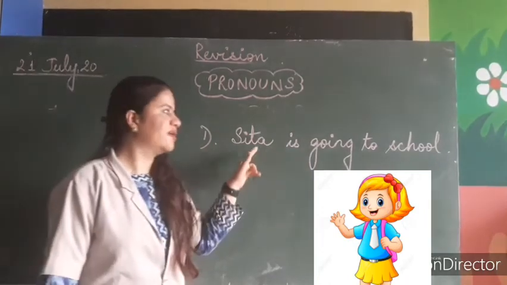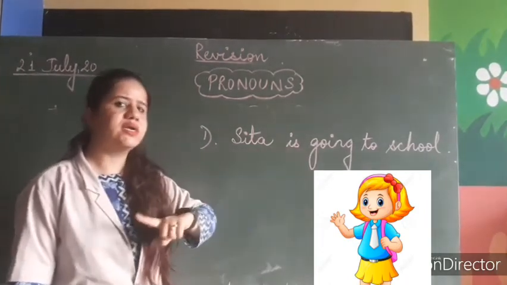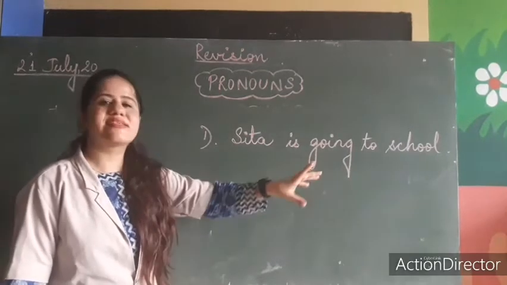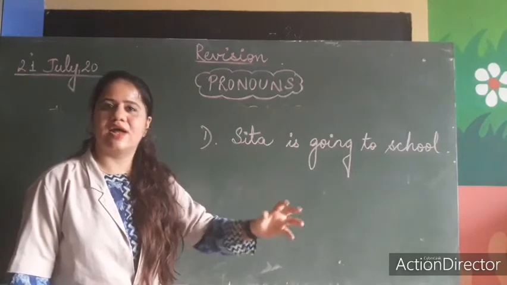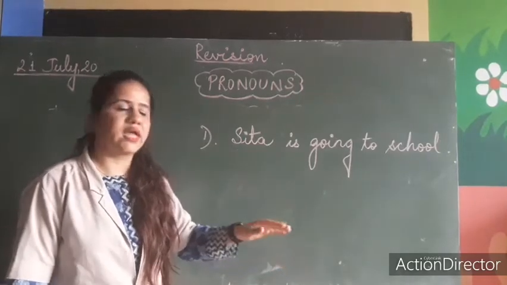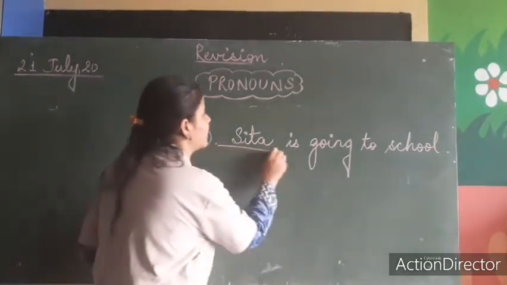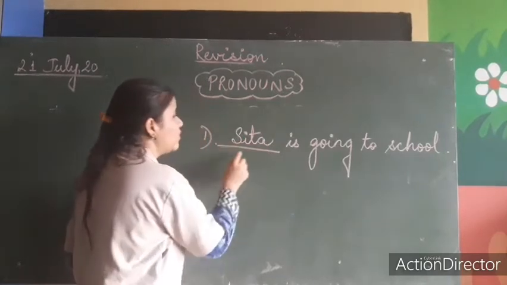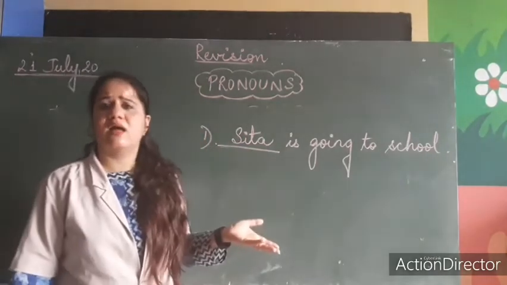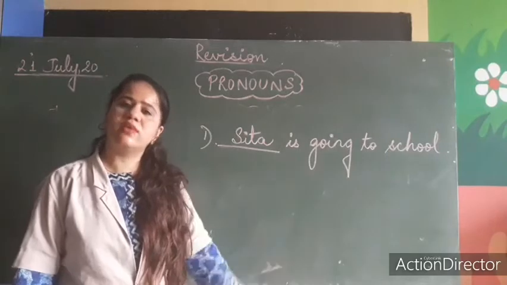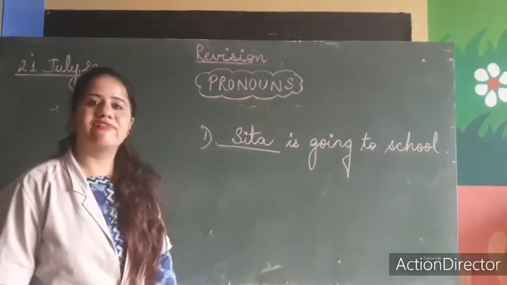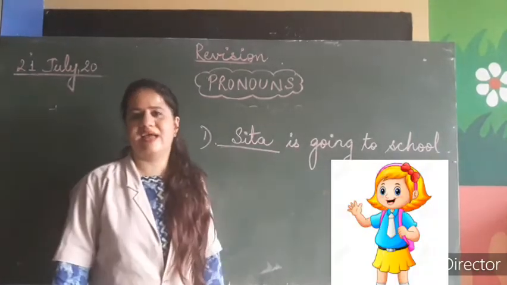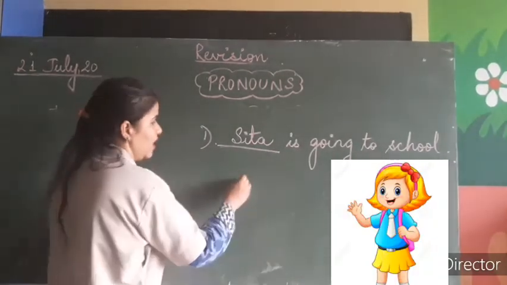Yes, very good. Will going be a naming word? No, going is a doing word. And what are doing words called? They are called verbs. So Sita is a naming word here. Sita is a noun. Now I don't want to write Sita. I want to use a pronoun in place of Sita. So which pronoun will I use? I will use she.